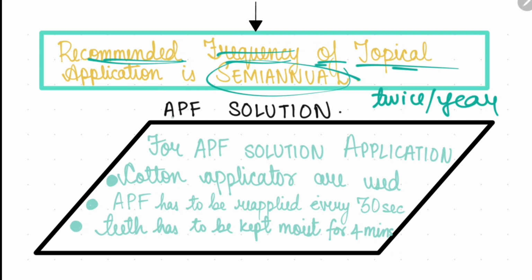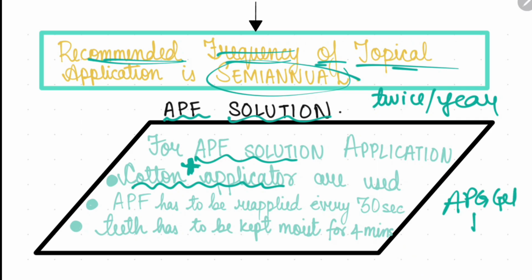Now, talking about the APF solution application. For APF solution application, everything remains the same. The only change is that foam trays are not used. Instead of foam tray, we use a cotton applicator. So for APF solution, we use APF solution and cotton applicator, whereas for APF gel, we use APF gel with foam trays.